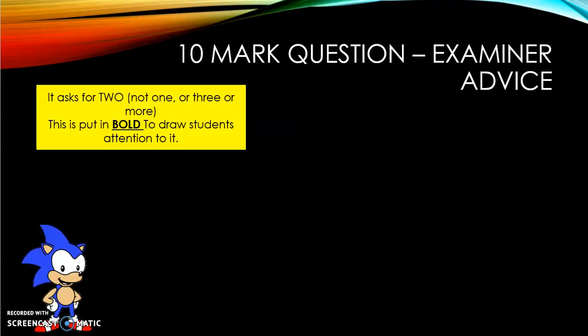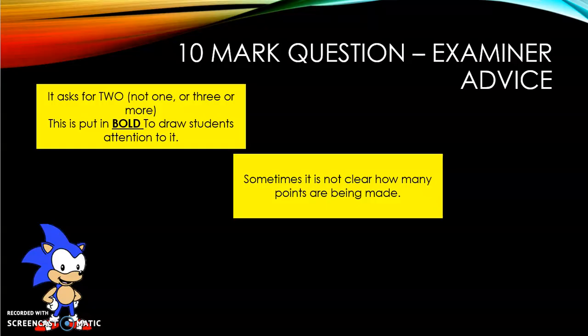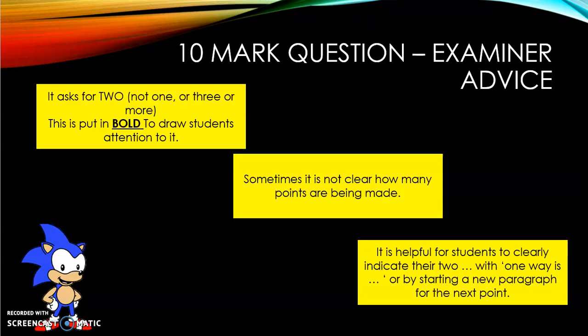It will always ask you for 2, not 3, not 1, no more than that. It will only ask you for 2. And this word 2 is put in bold to really draw your attention to it. Sometimes it's not clear how many points are being made when the examiner is marking it, so it's really helpful for students to clearly indicate their 2 with "one way is," or even by starting a new paragraph for the next point. So let's look into a little bit more detail about the 2 different types of 10-mark questions.